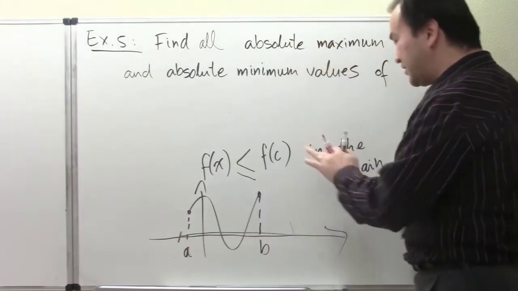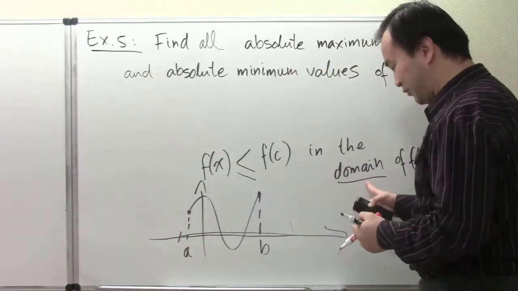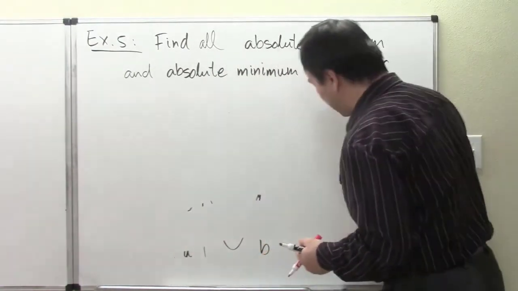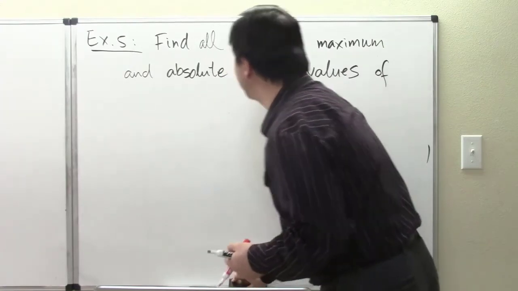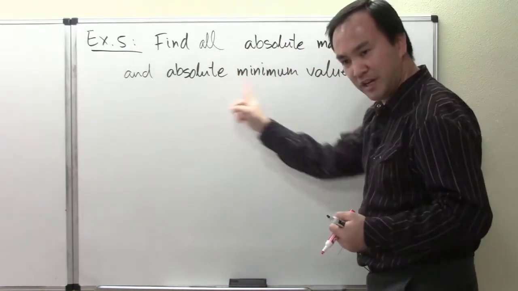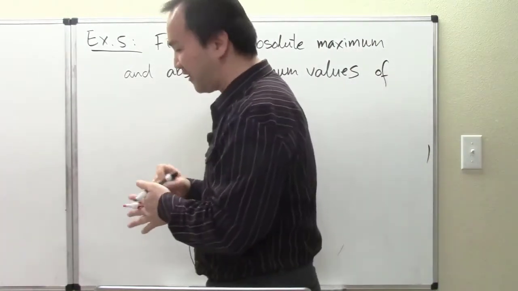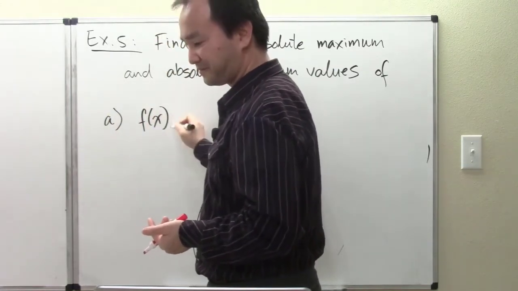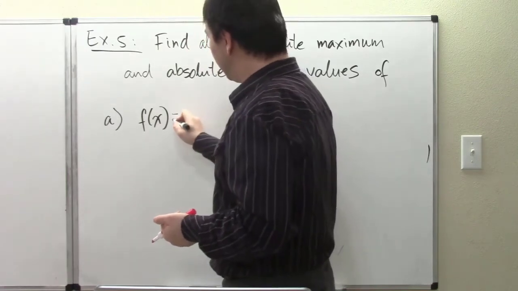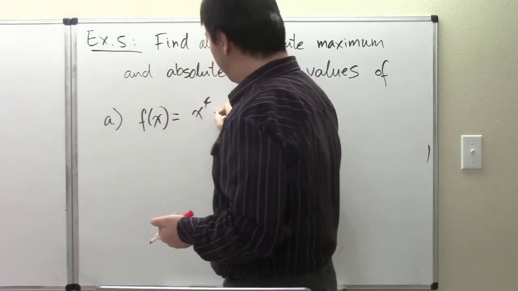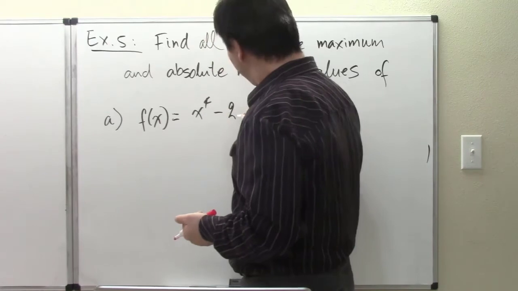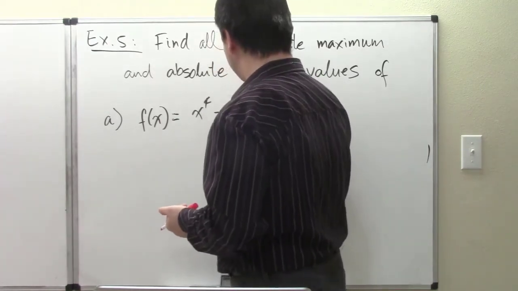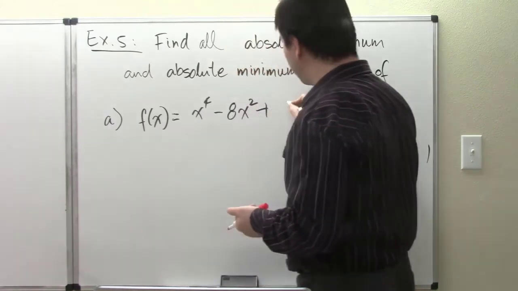So I'm trying to explain about that domain. The easier case now, let's look at the kind of problem where we are going to find an absolute maximum and absolute minimum, where our function is f of x equals x to the fourth minus 8x squared plus 16.